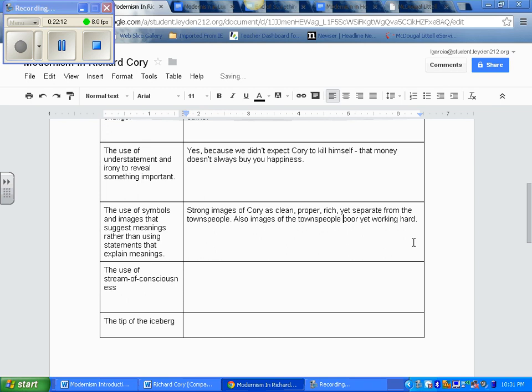Okay, well, the suggestion that maybe the townspeople, yeah, they're going to continue working hard because they want to get to where Richard Cory is, but maybe that's not what they should be focusing on. Maybe they shouldn't necessarily focus on trying to be like him because, well, look at where it got him. And so going back to the theme.